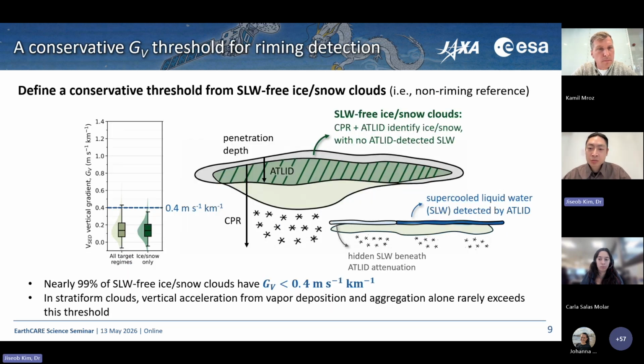Now I'd like to move to riming. As I mentioned earlier, riming is expected to have stronger acceleration than other ice growth processes. So we try to identify riming based on these features.